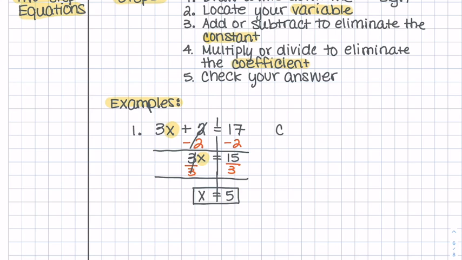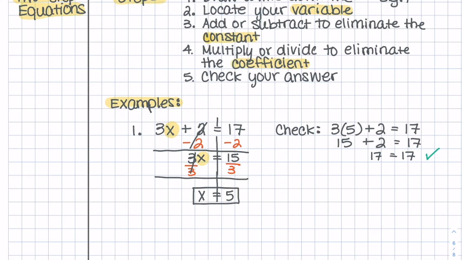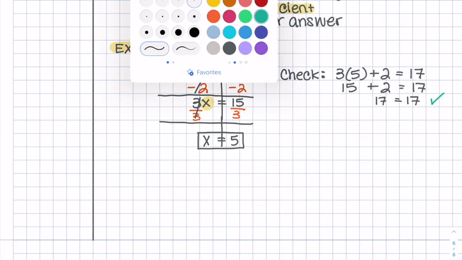And then I always want to check my work. So I'm going to rewrite my original equation here, but instead of x, I'm going to write 5. So 3x, but x is 5, plus 2 should equal 17. 3 times 5 is 15, plus 2 should equal 17. 15 plus 2 is 17, and that means both of my sides are balanced, so that is going to be the correct answer. Okay?